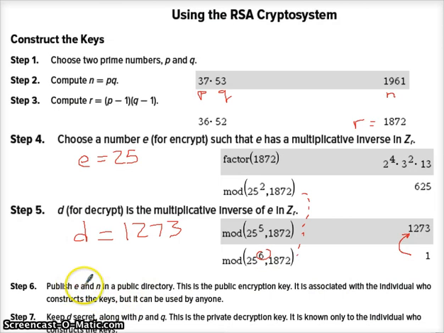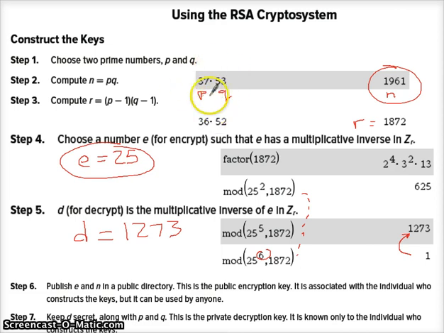Okay. Publish E and N in the public directory. So 25 is the number they're going to be using as exponents, and 1961 is the modding they're going to be using. It's associated with the individual who constructs the keys, but it can be used by anyone. So anyone can use that to encrypt their message, but no one else but me will be able to decrypt it, because I know about this 1273, and I know about this 1872. Actually, no one else would know about the 1872, because to know about the 1872, you had to know about the 37 and the 53.